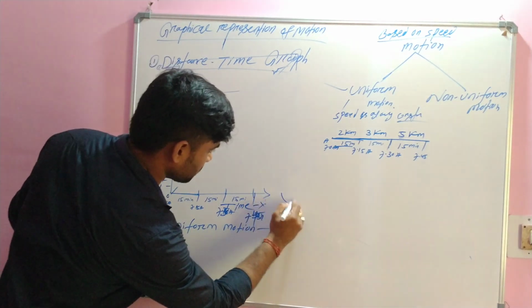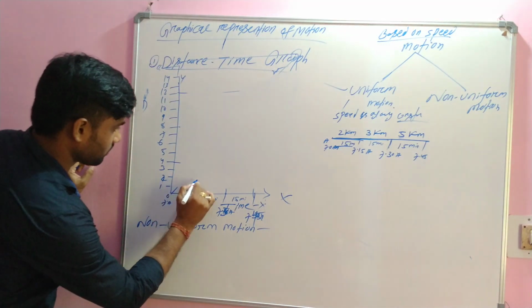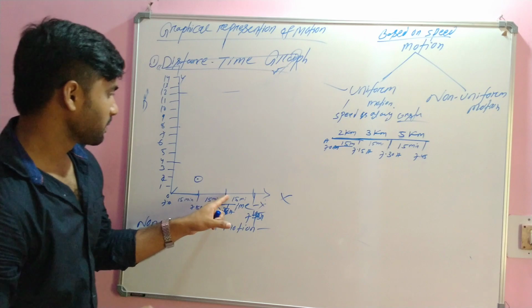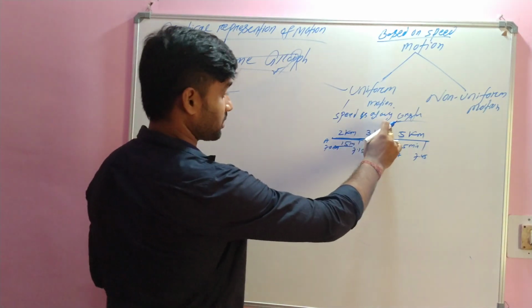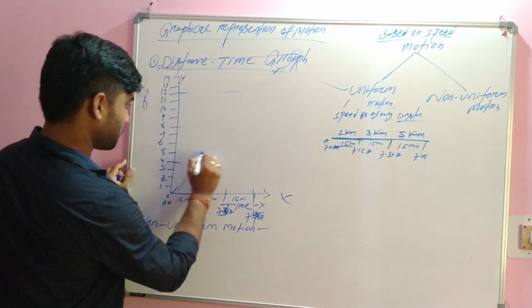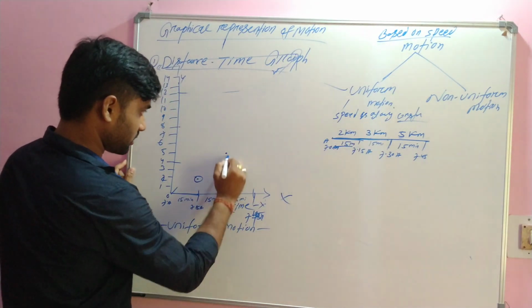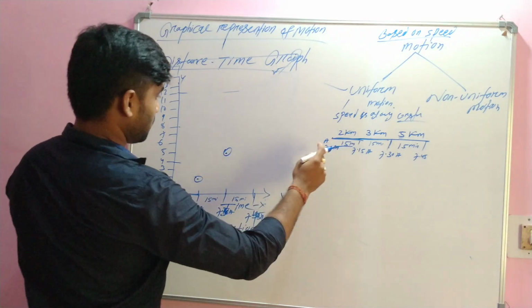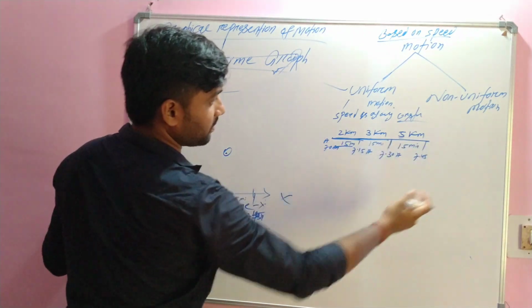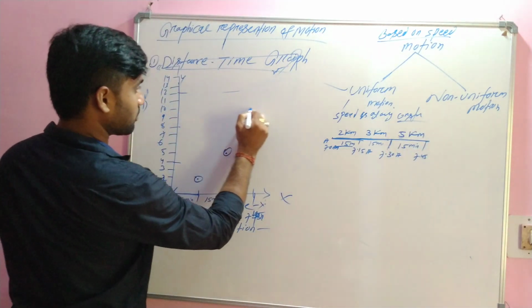This is the x-axis. In the first 15 minutes, it covers 2 kilometers. The point is here. In the next 15 minutes, it covers 3 kilometers. That means at 7:45 it covered 5 kilometers, so you have to take the point here at 5. In the next 15 minutes, it covers 5 kilometers more. That means it covered 10 kilometers.